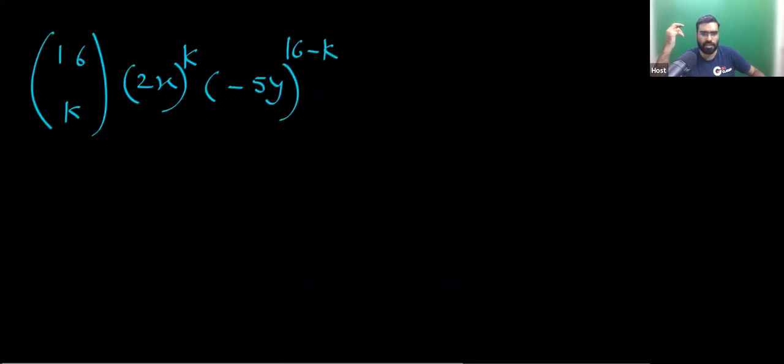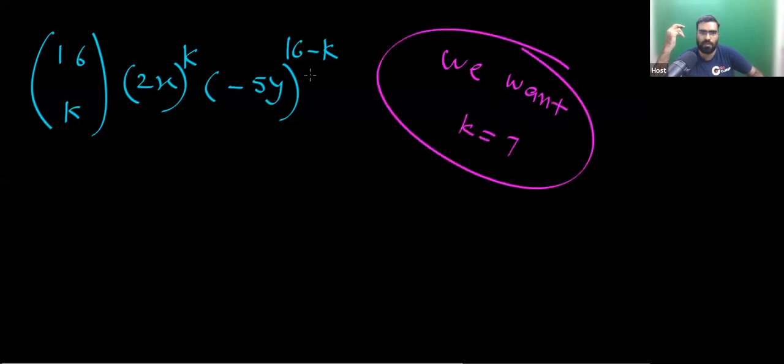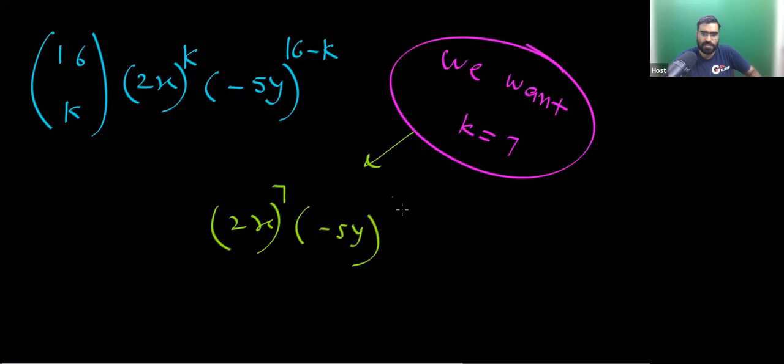And what is the question asking? The question is asking for the coefficient of x power 7, y power 9. So we want x power 7, which means we want k equal to 7. So let's put k equal to 7. That will be 2x power 7, minus 5y power 16 minus 7, which is 9, with 16C7.